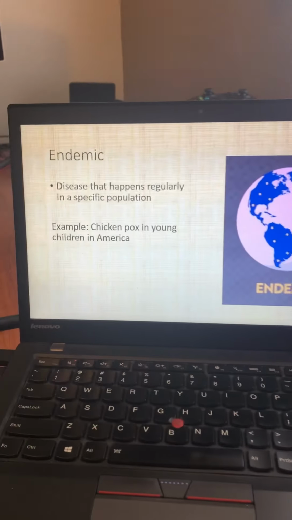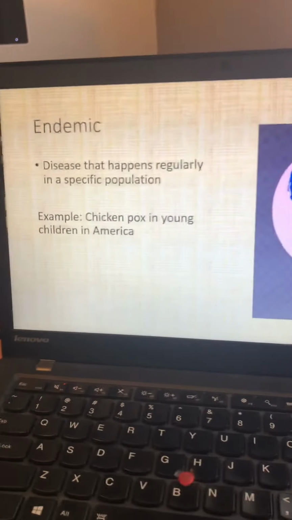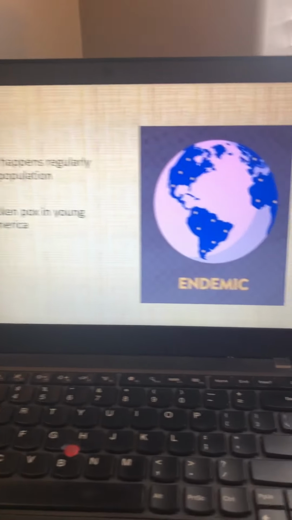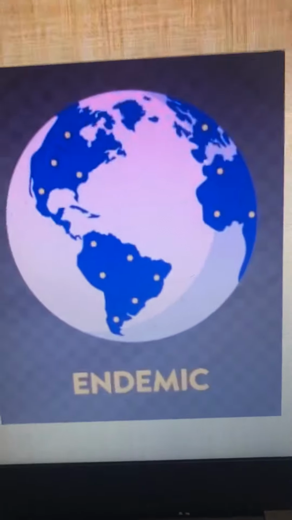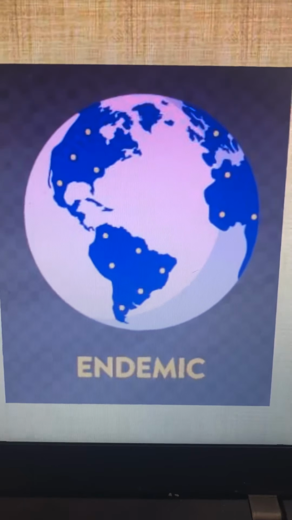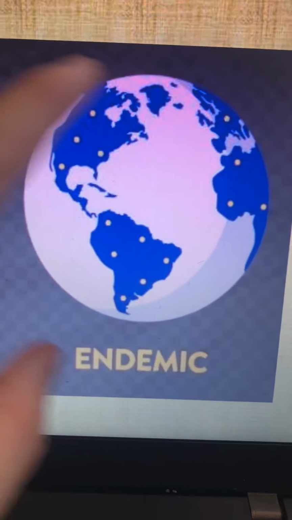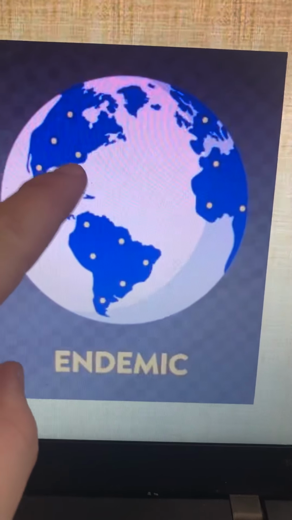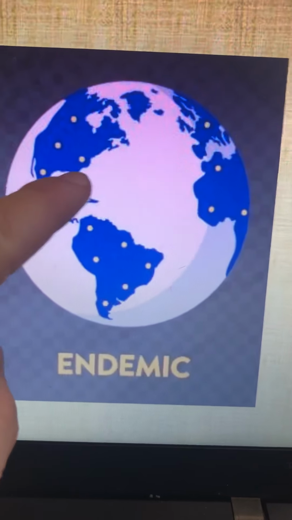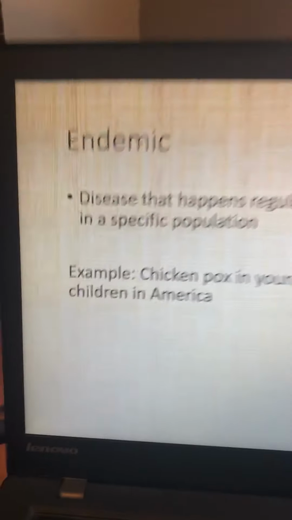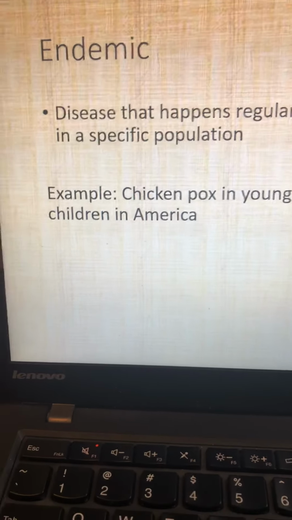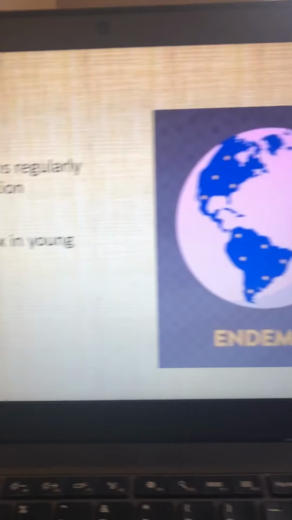So an endemic is a disease that happens regularly in a specified population. So a little different than what this picture seems to show is that it doesn't necessarily have to be global, but it's more recurring things that happen in the specified population. So an example of that is chickenpox in young children in America.